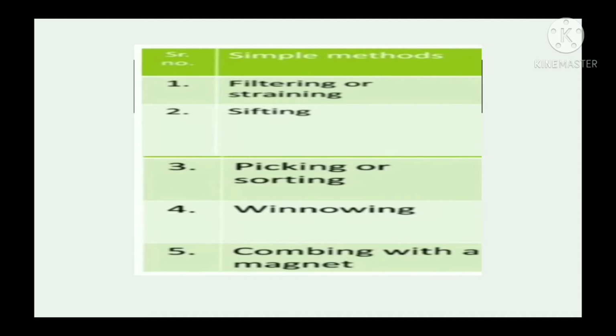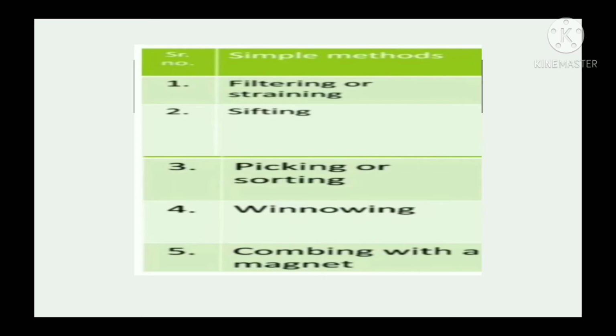First of all, when an unwanted and harmful substance is mixed with another substance, the resultant mixture no longer remains useful. In such cases, we separate unwanted ingredients from the mixture. For this purpose, we use simple and easy methods. Now, which are the simple and easy methods? They are straining or filtering, sifting, picking, sorting, winnowing, combing with a magnet and sublimation. These are the simple methods.